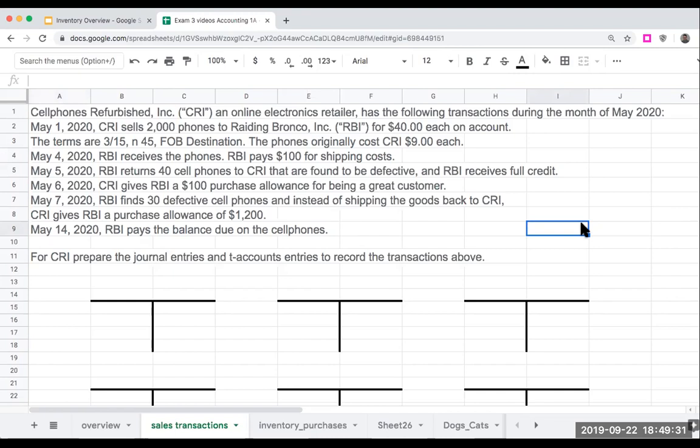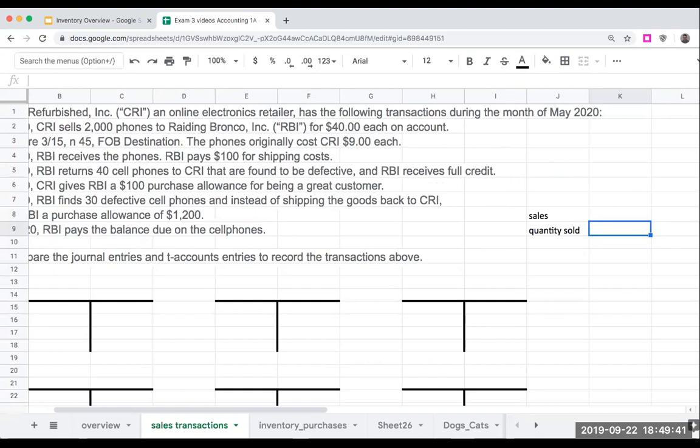So how much do we actually record? Well, the sales here are going to be the quantity sold. My quantity sold here is going to be 2,000 at 40. My price per phone is going to be 40 bucks. So my total sales amount is going to be $80,000, okay?